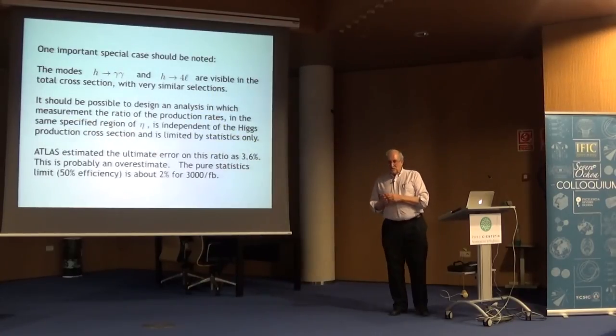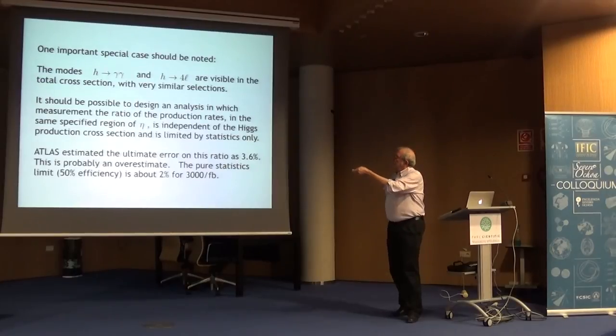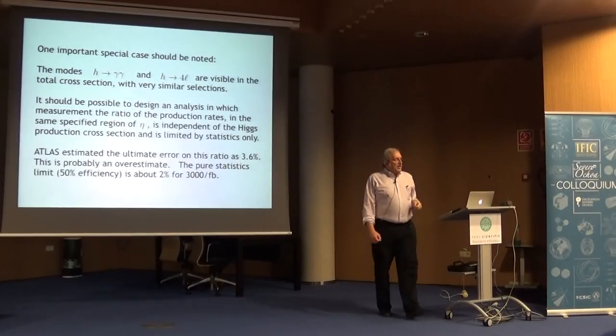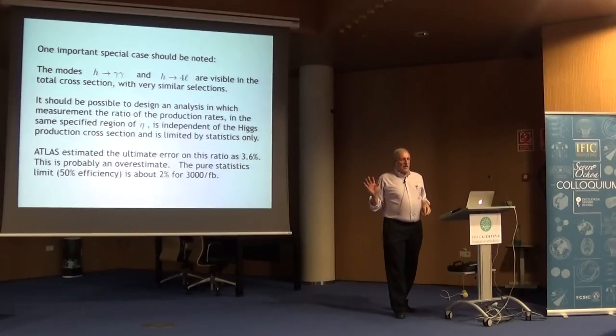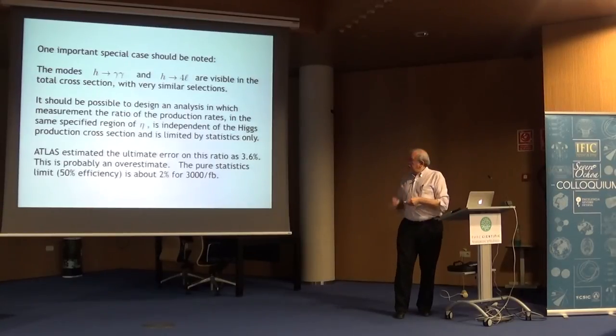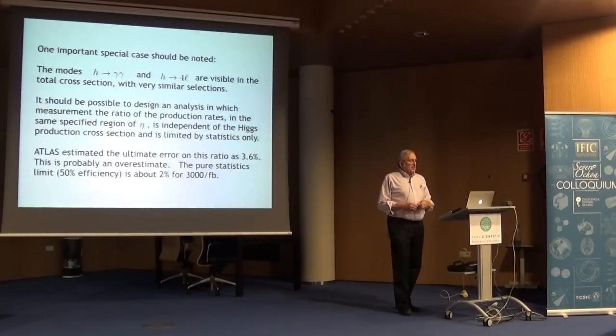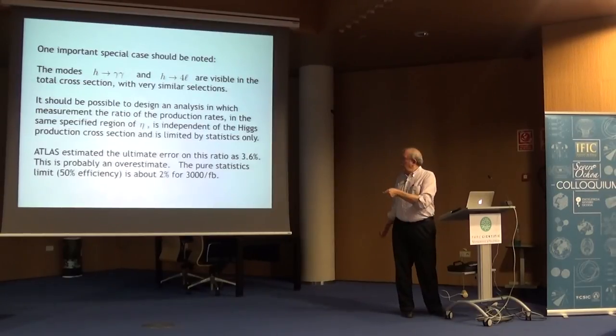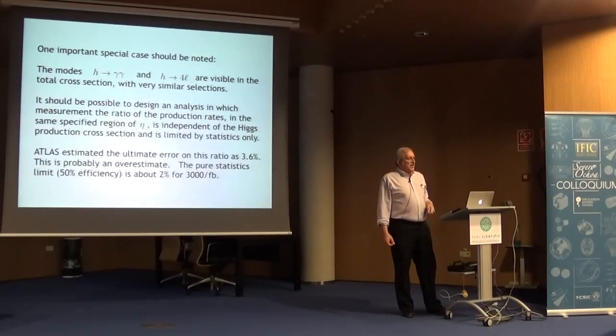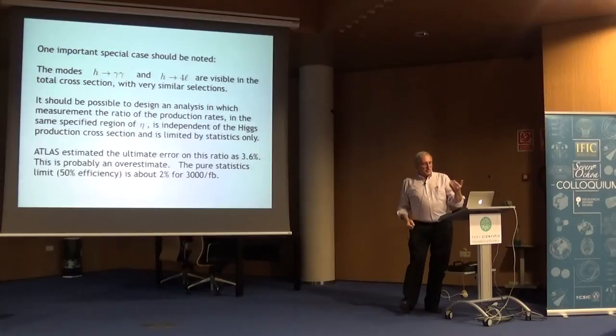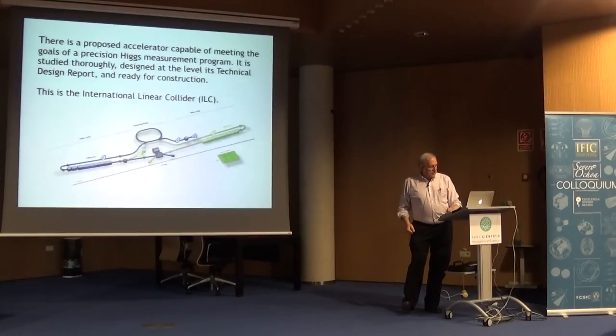There's one special case, which is that Higgs to gamma gamma and Higgs to four leptons are very easy to pick out. These are the original discovery signals. And let me just say that the result of the analysis on this slide is that we will have a very accurate measurement, hopefully as low as 2%, for the ratio of these two branching ratios, which we can bring into a later Higgs study.